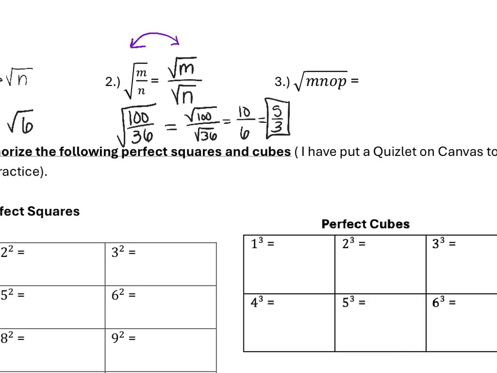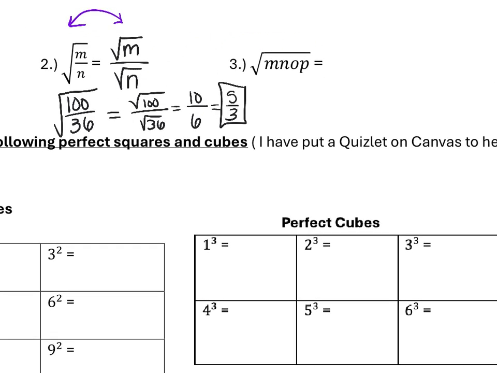Same thing with multiple factors. So if you have a big number and you can divide it into 4 different factors, this could be written as square root of m times the square root of n times the square root of o times the square root of p. And then we can simplify. So we're always looking to simplify.